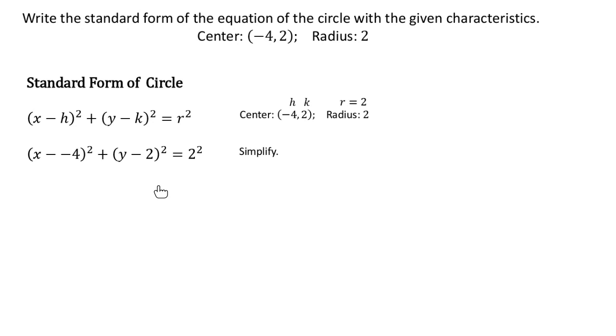Here our h is negative 4, so we have (x minus negative 4) squared plus (y minus a positive 2) squared equals our radius, which is 2 squared. Let's simplify. A negative with a negative is a positive, so we get (x plus 4) squared. This stays the same, (y minus 2) squared, and 2 squared is equal to 4. So we were able to give the equation in standard form given these characteristics.